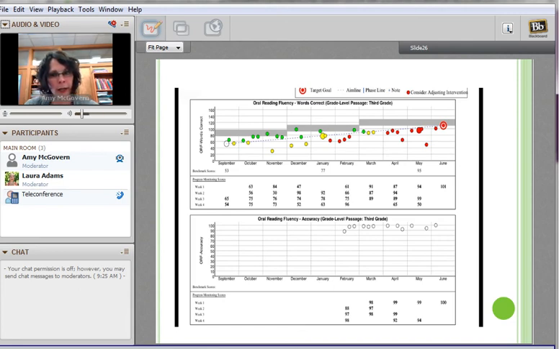You can see that they're hovering right at the line, and it's kind of a mystery to me why they weren't green, but they weren't. So the student is doing well this year.